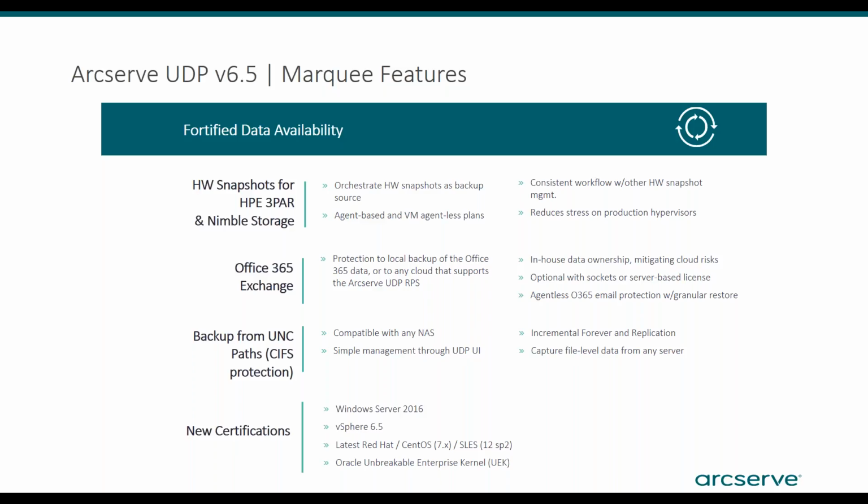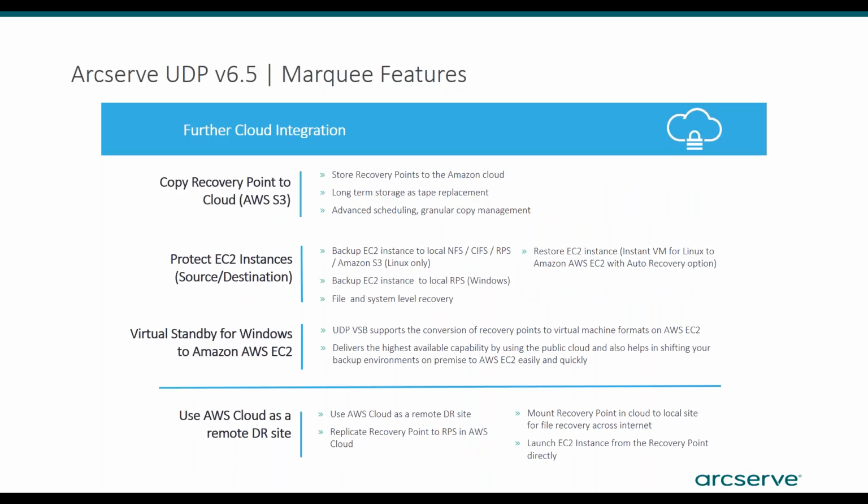Sometimes when we're talking to a customer, they'll say, I have 2 terabytes of data, I have 4 terabytes of data, 250 terabytes of data, whatever it might be. But until we get down into it, we don't understand that there's a big block of that data that's on a share. So now being able to support that is a key there for us. Of course, there are new certifications on Windows 2016 and vSphere 6.5, new Red Hat and Linux versions supported, as well as Oracle Unbreakable Kernel. So if you're running that, we now support that as well.